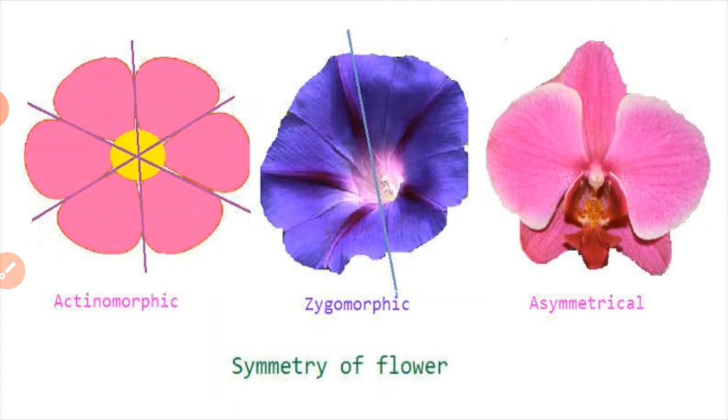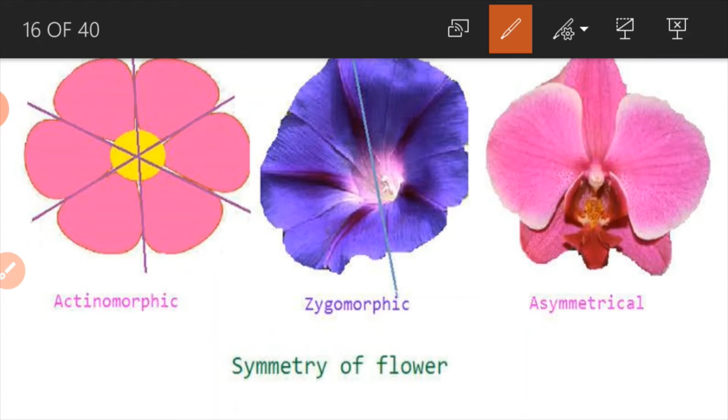These are the different types of flowers. First is actinomorphic, that means it can be divided into equal parts by any symmetry. Then zygomorphic flower, which can be divided only by bilateral symmetry, by one plane. And asymmetrical flower cannot be divided by any plane.